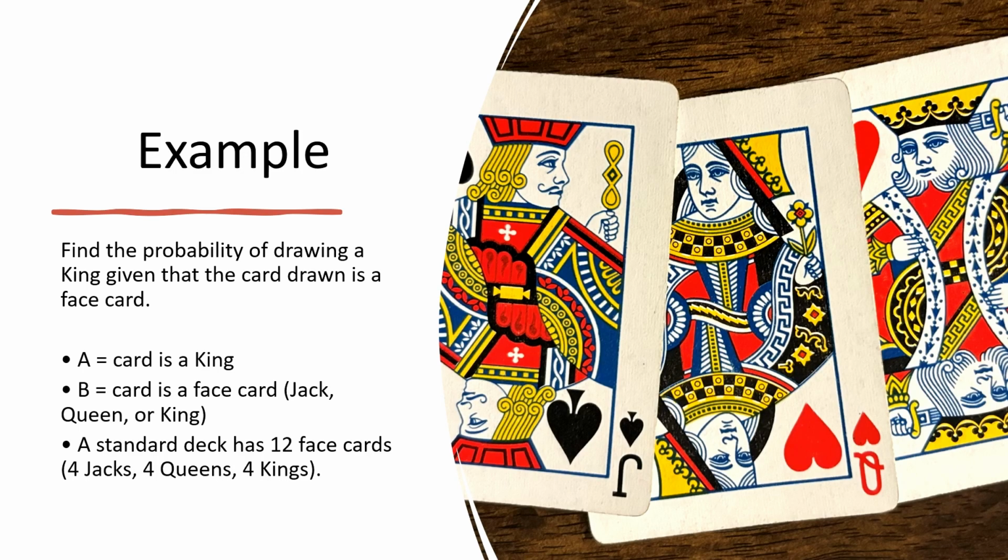Find the probability of drawing a king given the card drawn is a face card. Okay, so we have 3 face cards shown here from a deck of 52 cards. We have the jack, queen, and then here's the king on the far right. So we're going to let event A in this example be the card is a king. Event B, the card is a face card, meaning it's a jack, queen, or king. A standard deck has 12 face cards, 4 jacks, 4 queens, 4 kings. So that tells us about our deck of cards now. But we want to find the probability of drawing a king given that the card drawn is already a face card.